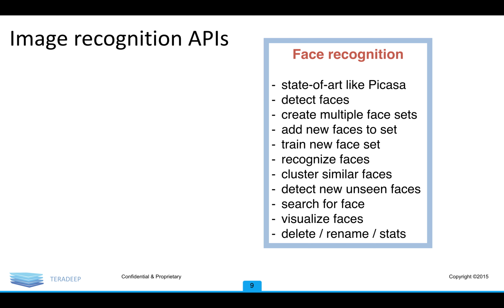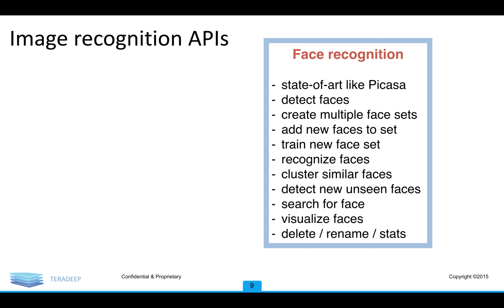Our image recognition APIs also include face recognition. We have state-of-the-art, like Picasa, detection of faces. We can create multiple face datasets, for example, different datasets for inside or outside the home. We can add new faces to the set, train a new face set, recognize faces, and cluster similar faces.